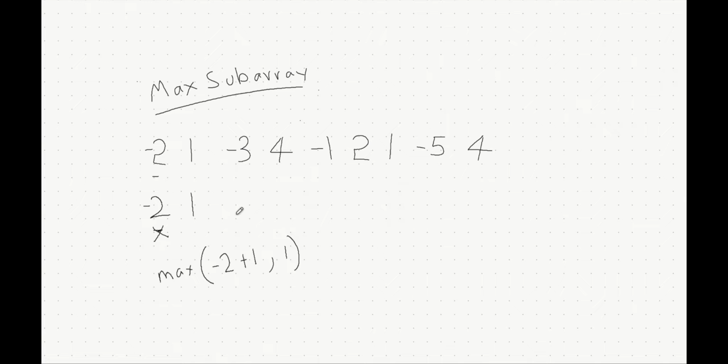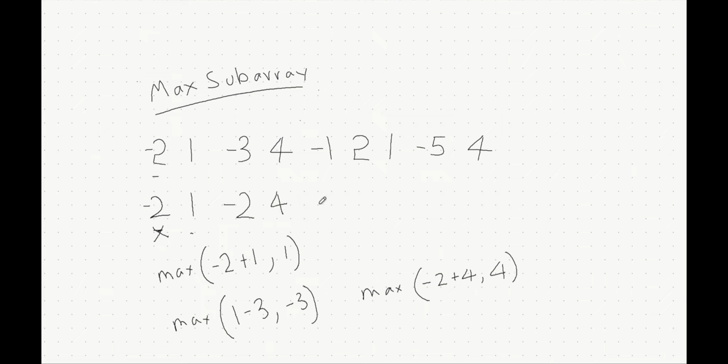Now, what is the maximum subarray sum if the subarray ends at index 2? Again, we have two cases: we can include the previous sum, that is 1, and the current value, or only the current value. So in this case, it's -2. For the third index, it's again the same: the maximum of the previous one, -2, plus the current value 4, or only the current value, which is 4. So it is 4. And in the next case, similarly, we'll be getting -1 and 4, which is 3.